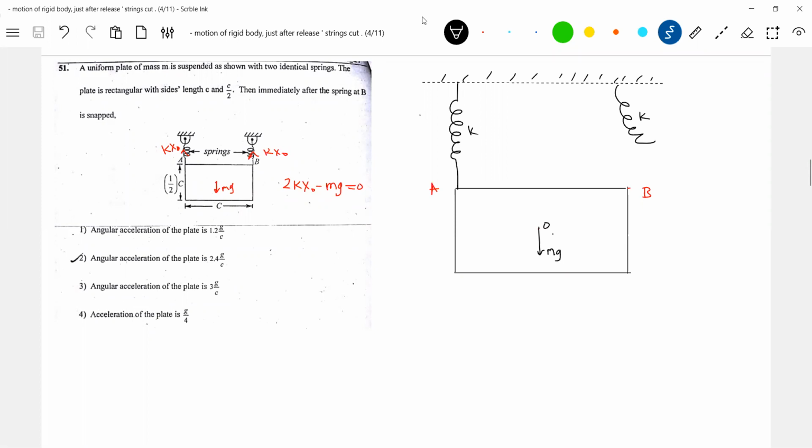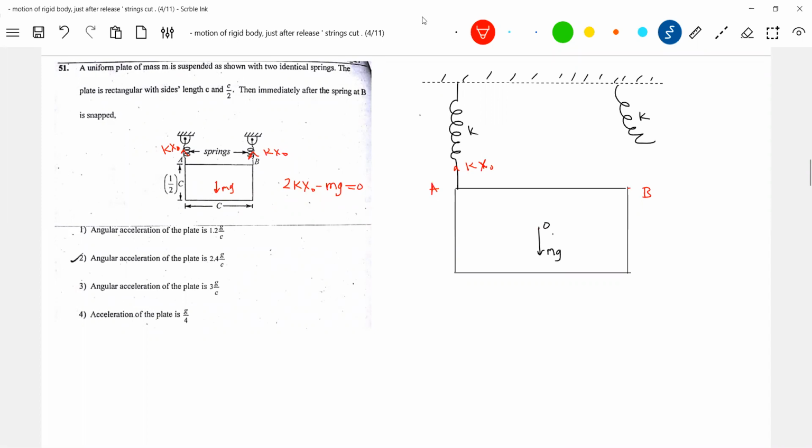What happened to spring force? What happened to spring force in the spring A? Should it change or should it not change? What happened to the tension in the left string after cutting the right string? So here, sudden change in spring force, possible or not possible? Sudden change in spring force is not possible. So the spring force will remain as it is here.